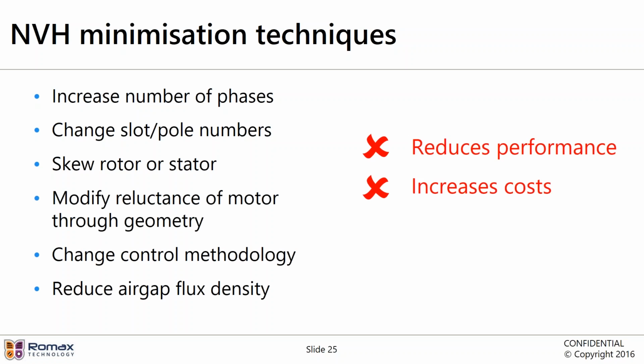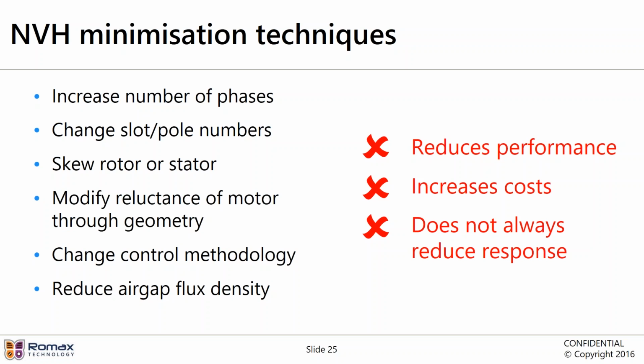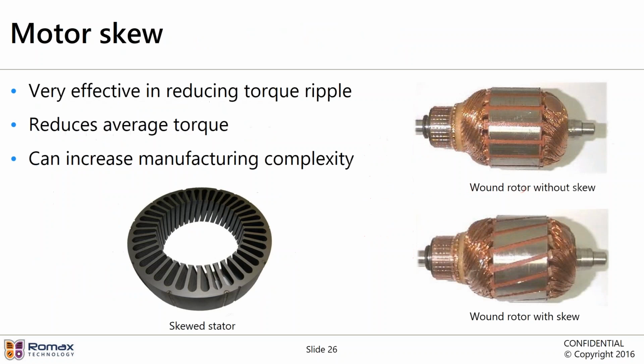Other techniques include increasing the number of phases, changing slot pole numbers, skewing the rotor or stator, and modifying the reluctance of the motor geometry. We can look at changing the control method to cancel out some of these noise sources. And in extreme cases, you can also reduce the air gap flux density to reduce the noise source. All these tend to reduce performance, increase cost, and if one doesn't know what the response is, they might not really affect your NVH because the response might not be affected by the solution you choose.